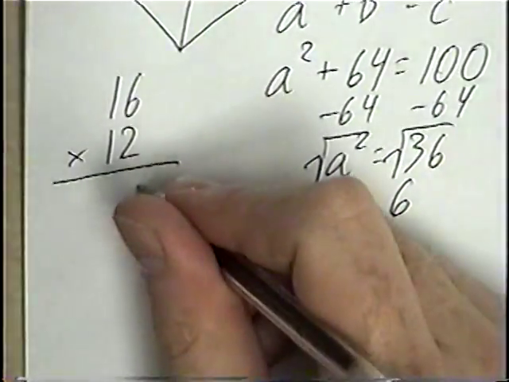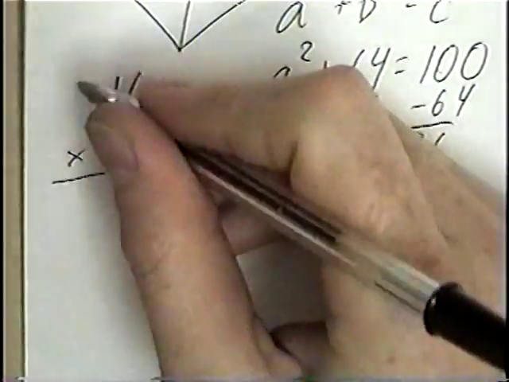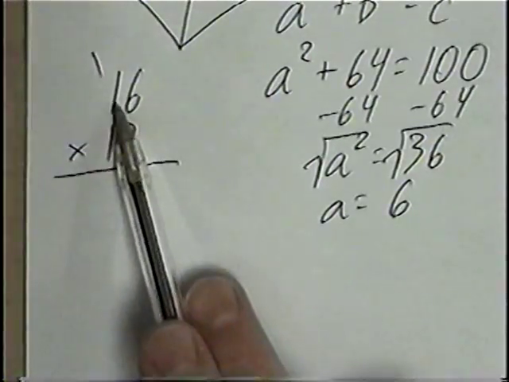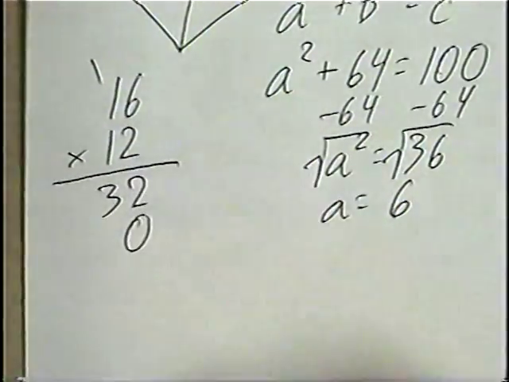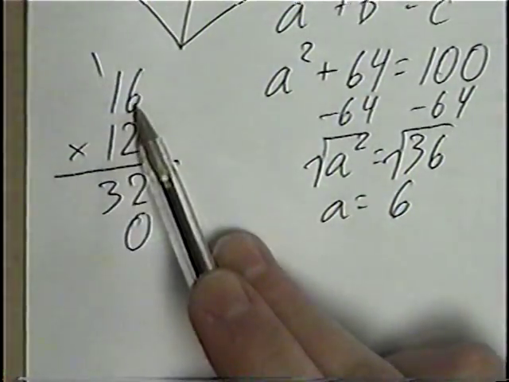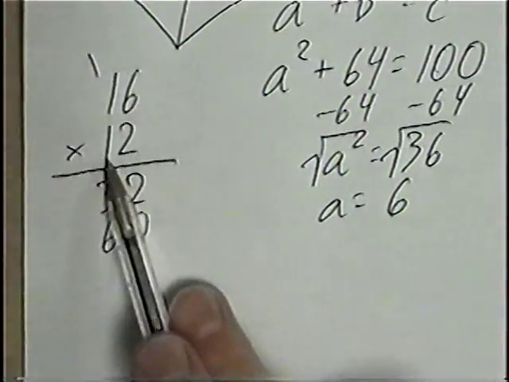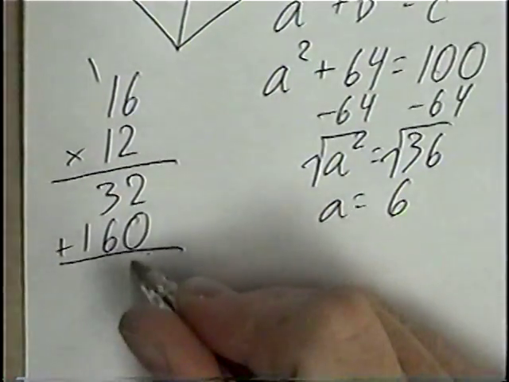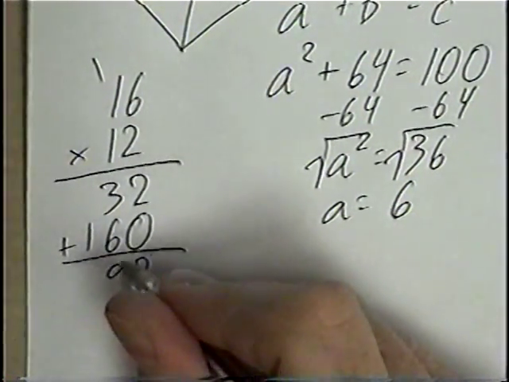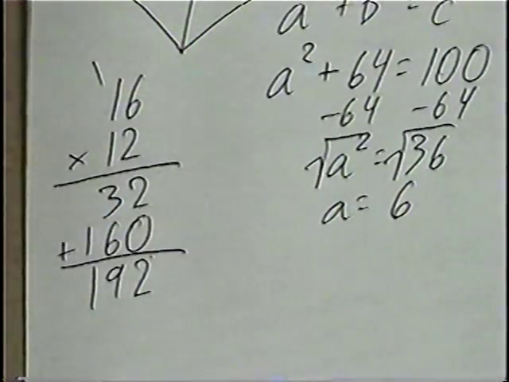6 times 2 would be 12. Carry the 1. 2 times 1 plus 1 more would be 3. Adding the 0 and multiplying 1 by 6 and 1 times 1. Adding straight down, we'll have 192.